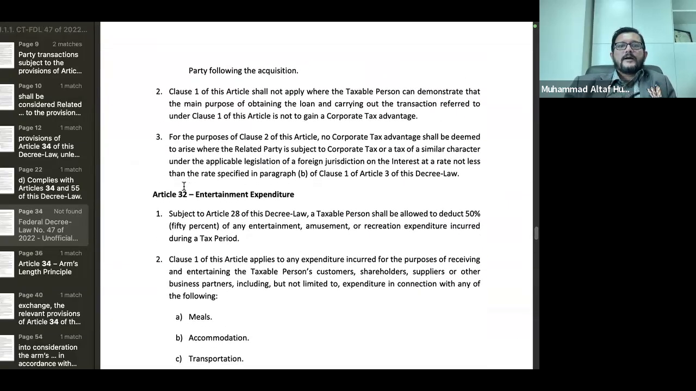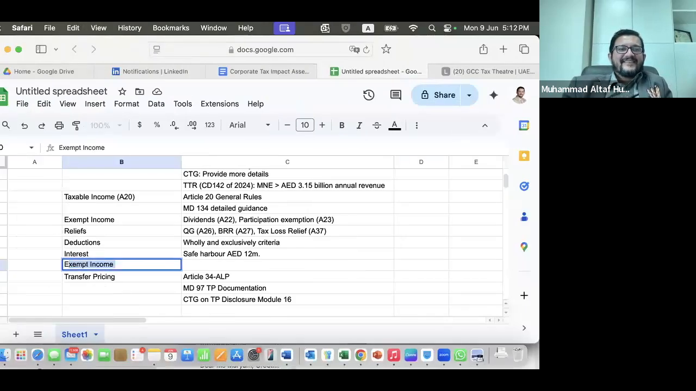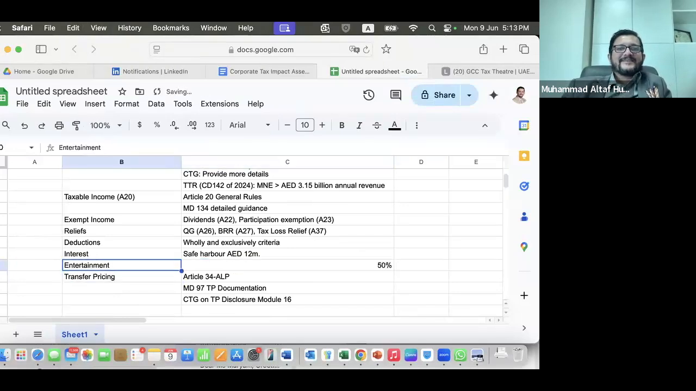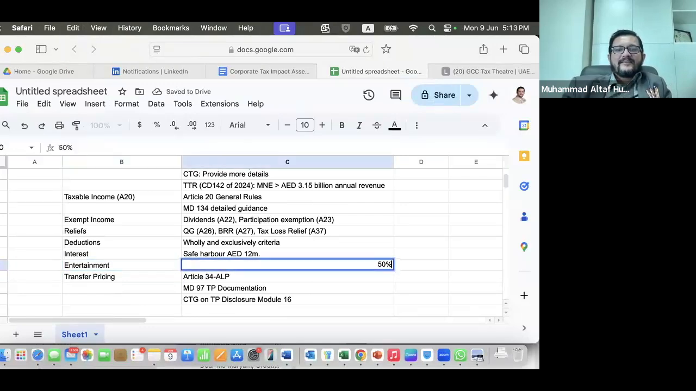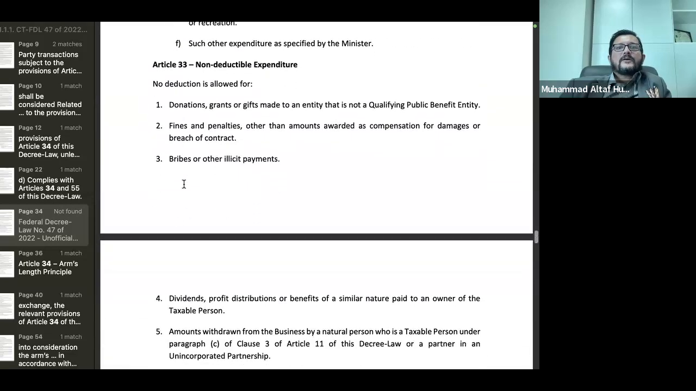Okay. So after that, world famous, probably the only thing everyone knows is entertainment expenditure, right? Everybody knows. Entertainment expenditure, the 50% rule. I'm not even going to write more. Everybody knows it. What is this 50% rule? Okay, staff 100%, others 50%. Right? Then we come to non-deductible expenditure.